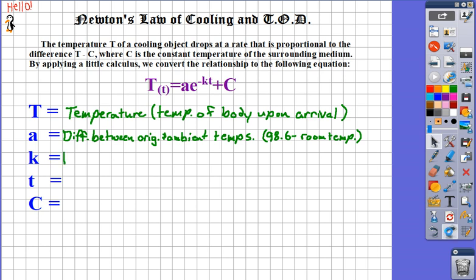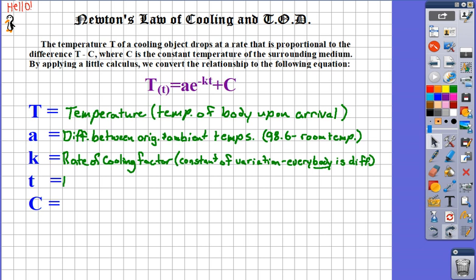For k, that is the rate of cooling factor, which is pretty much the same as the constant of variation, if you remember that from doing variation equations in Algebra 2. And in this case, everybody is different. So notice what I did there? Everybody.